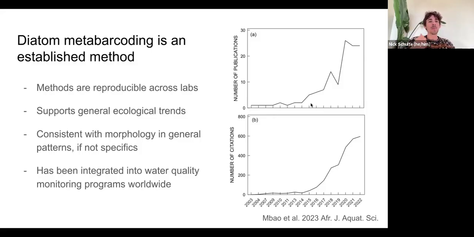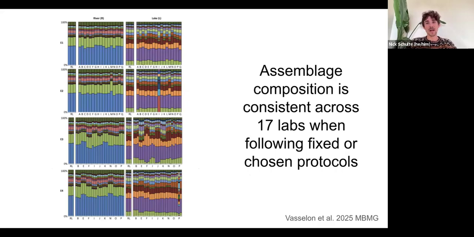But I'll speak a little bit to how methods are reproducible across labs, which was a big question mark even just 10 years ago. It supports general ecological trends, those broad scale patterns. In general, it's consistent with morphology, those broad scale patterns, but maybe not the specifics. So there's a bit of an asterisk there. And at the end of the day, it's already been integrated into water quality monitoring programs. So it's being used. To me, that's a great validation of it as a method in and of itself.